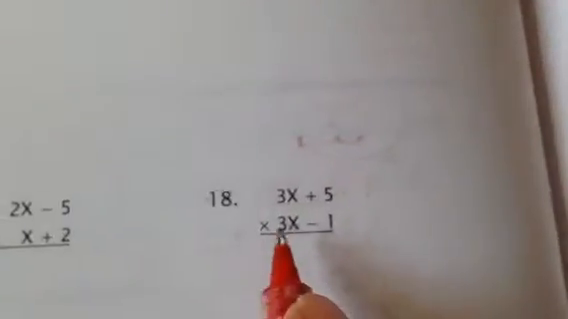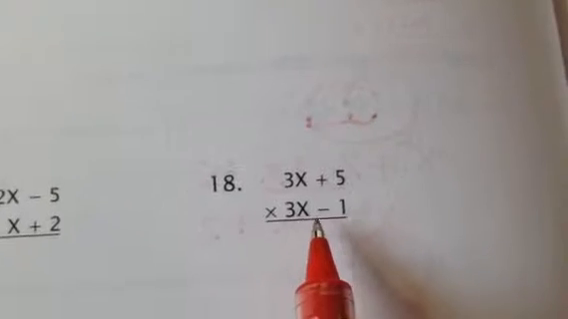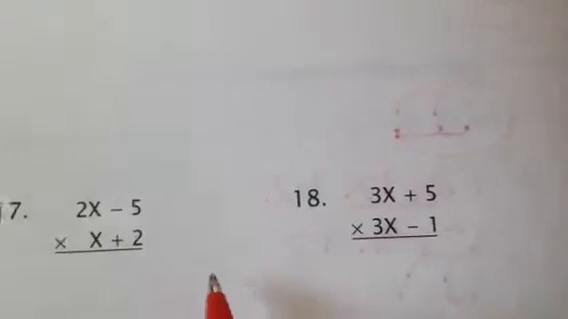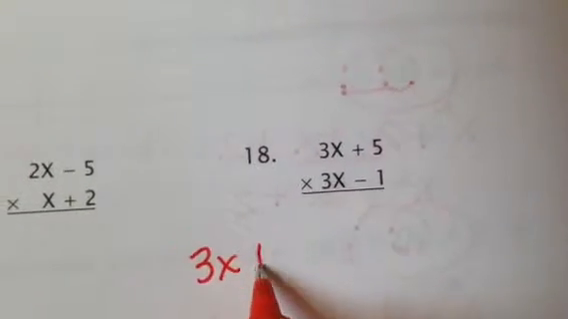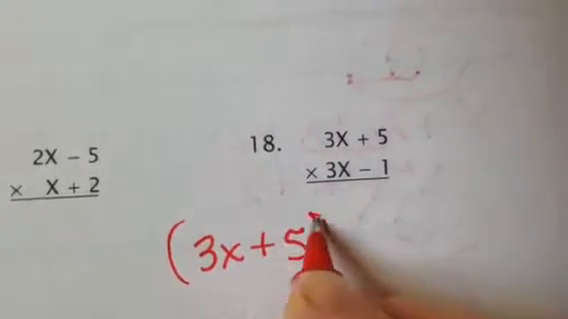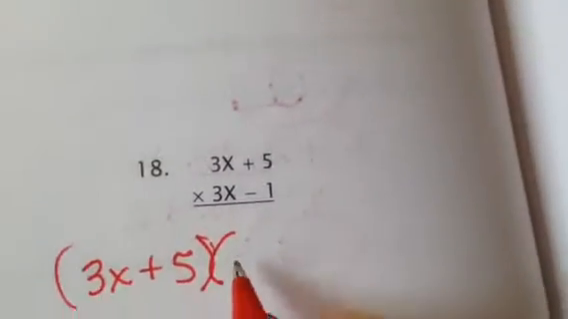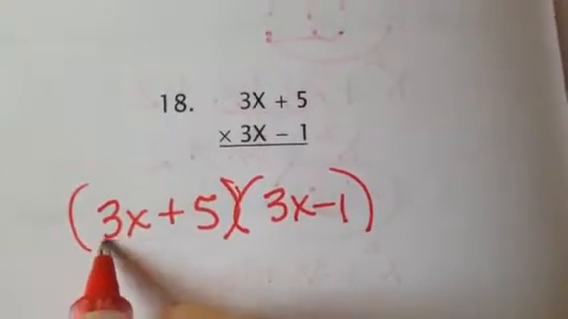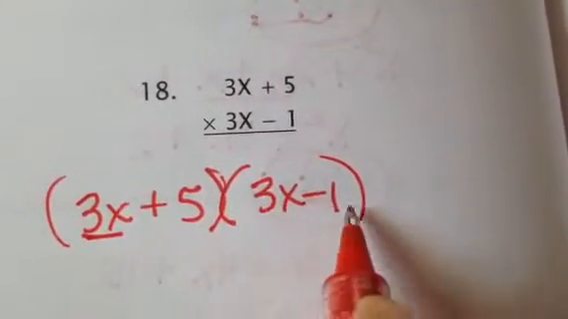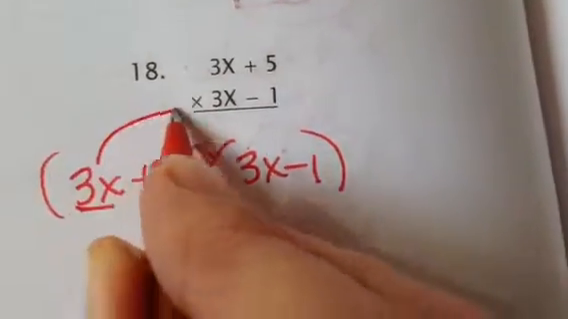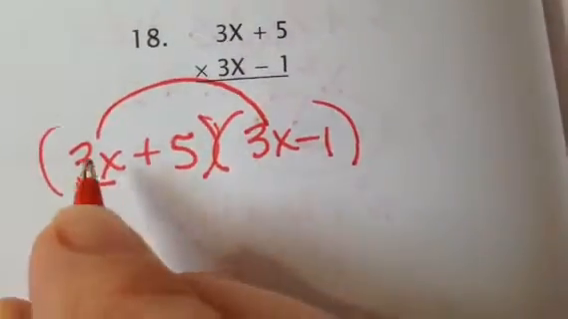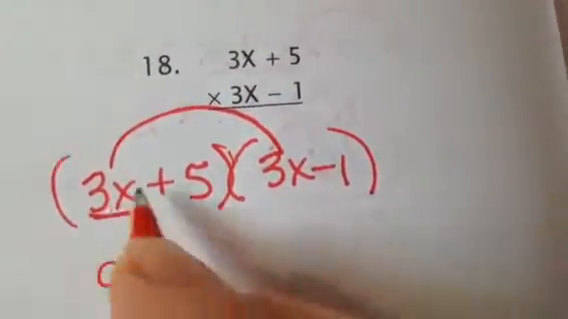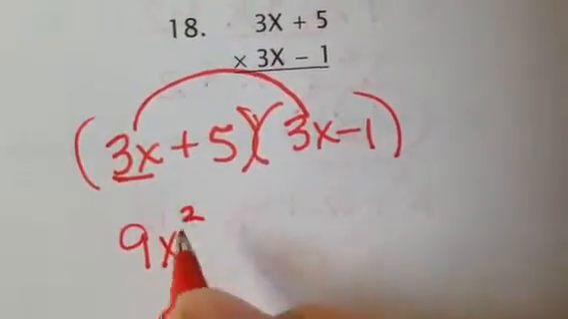I'm going to go way down here to number 18, and the reason being is we finally, thank goodness, have a negative sign in there. So again, I'm going to rewrite this as 3x plus 5 in parentheses times 3x minus 1. Once again, I'm going to take this 3x and multiply it times everything over here. In the first terms, 3x times 3x, 3 times 3 is 9, x times x is x squared.